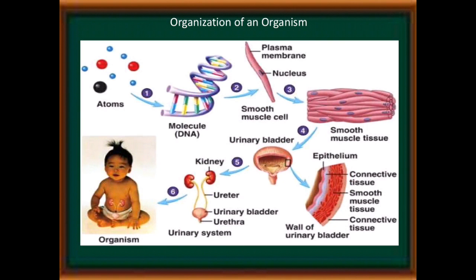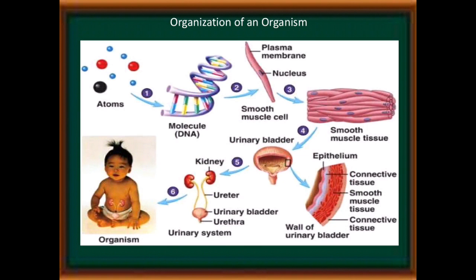Animals. In that, only one topic is in our syllabus, that is animal tissue. First, you see how a tissue is formed. In all the organisms, the basic component is atom. Atoms combine to form molecules, as shown in the picture. See here, molecule DNA, and the other molecules are also there.